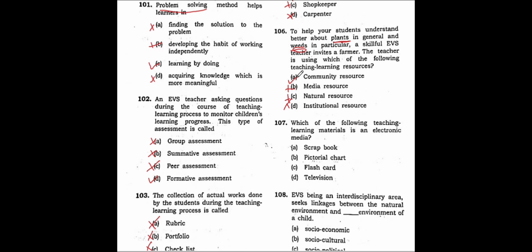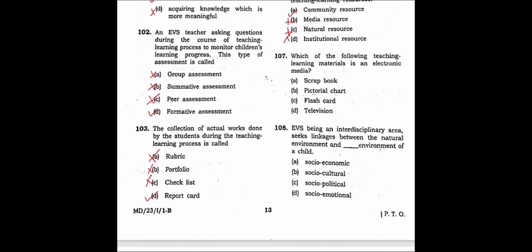Now let's come to question number 107. So friends, I believe that nobody did this question wrong. This question is a very easy one, so I believe all of you have done it correctly. Which of the following teaching learning materials is an electronic media? Whenever you hear the word electronic, you should understand it has something to do with electricity, or it has something to do with digital media.